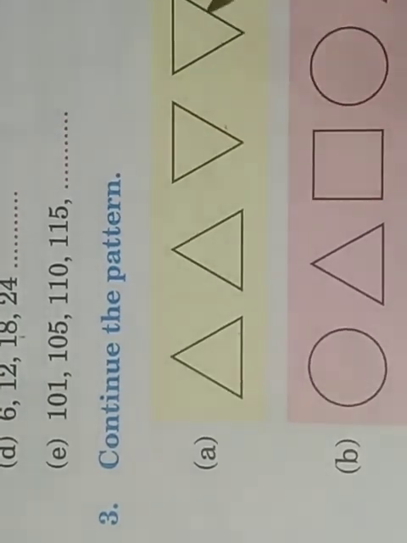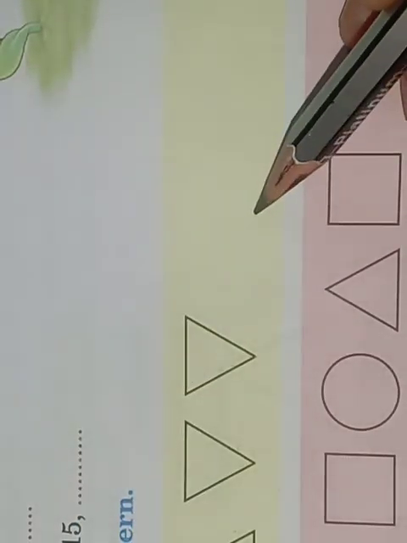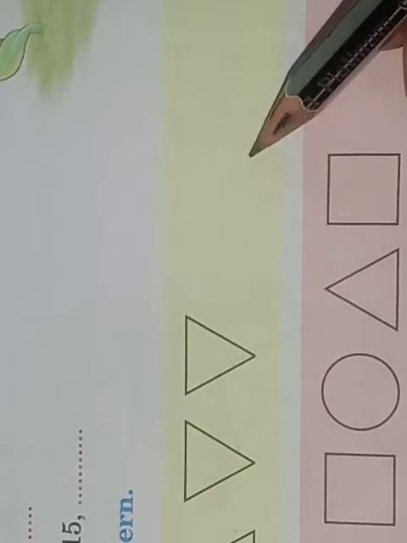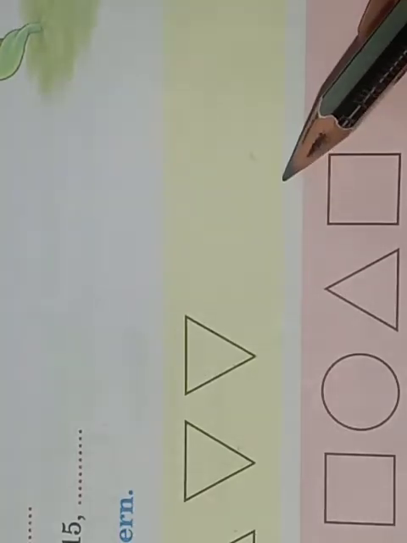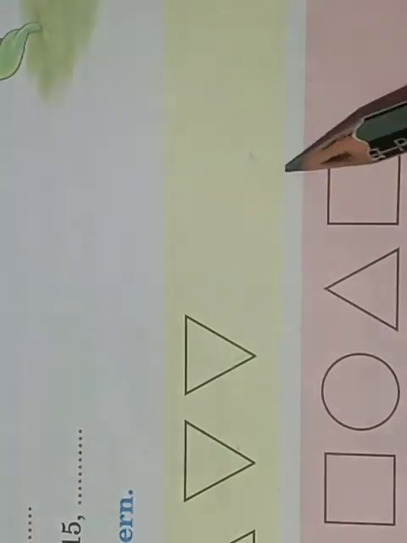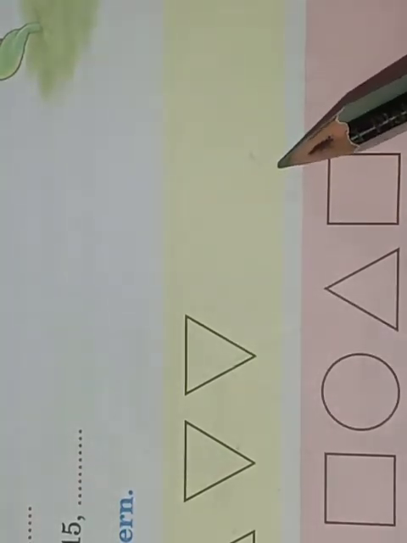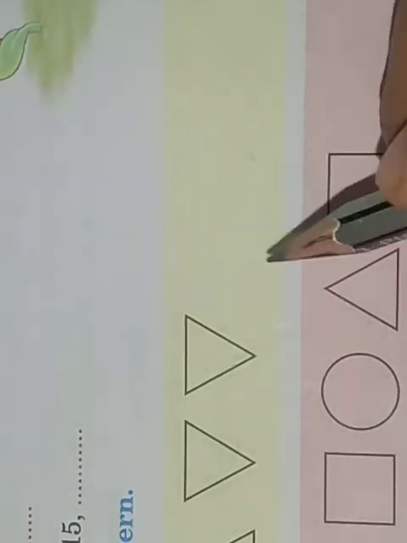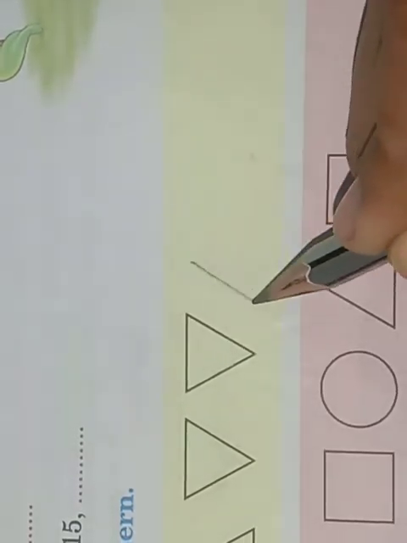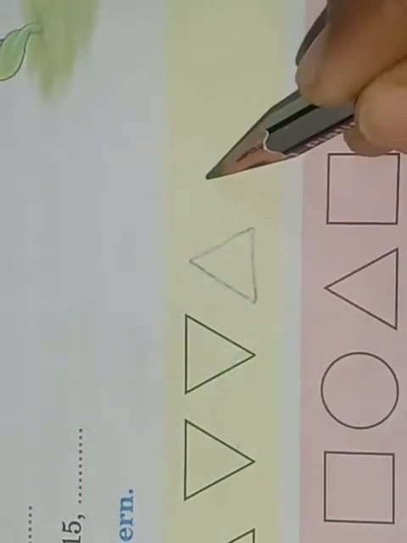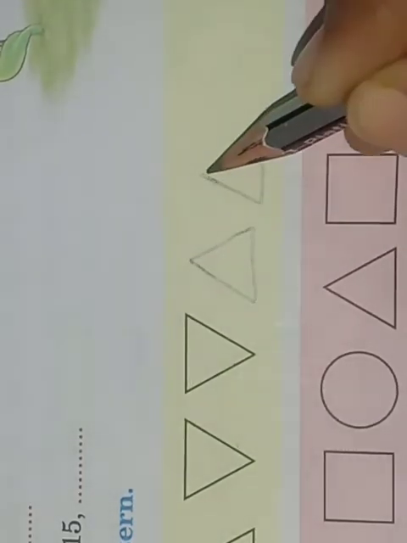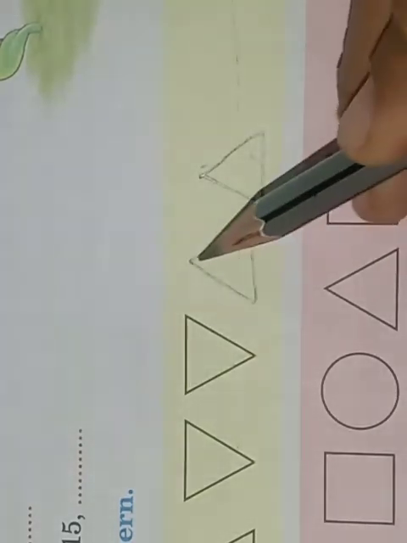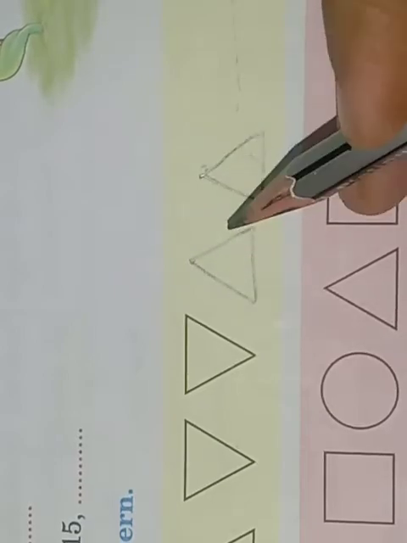So, can you identify what we'll do next? Because it should be the same pattern. So, the next two will be two triangles whose corners will be at the upside like this. We can draw the next figure, two triangles. Like this we have to continue the pattern. Now you have to do the rest of the patterns of question number 3 yourself.